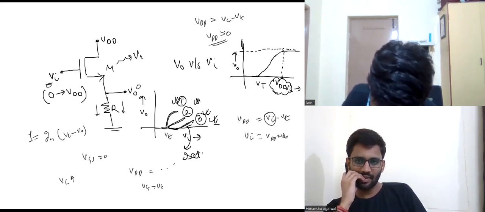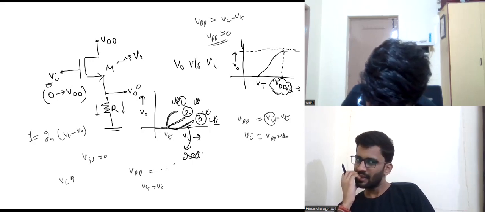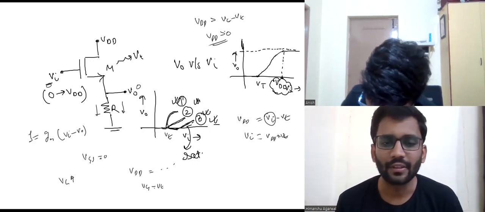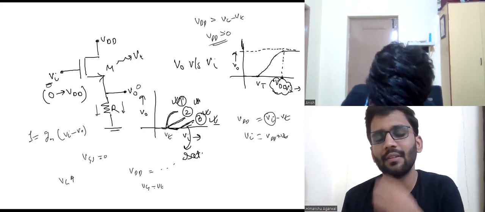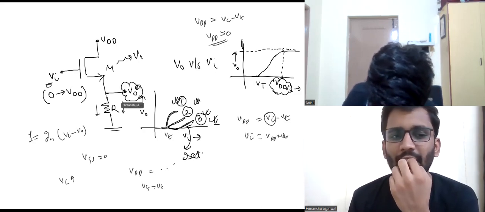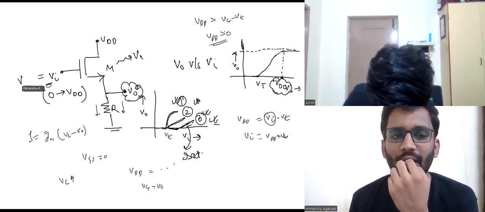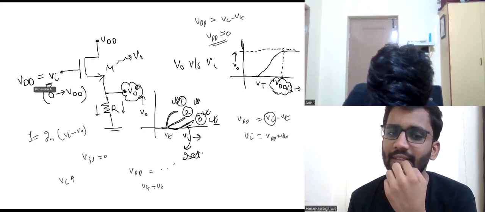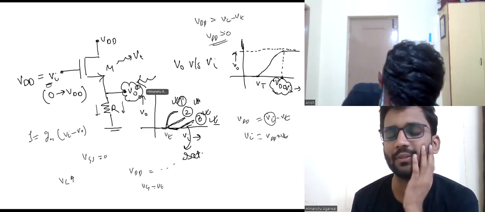So the maximum value V naught, is it like the supply voltage VDD? No, this V naught. Sorry, this is VDD now. Okay, and I am saying that V naught has reached its maximum value. So what should be that value?